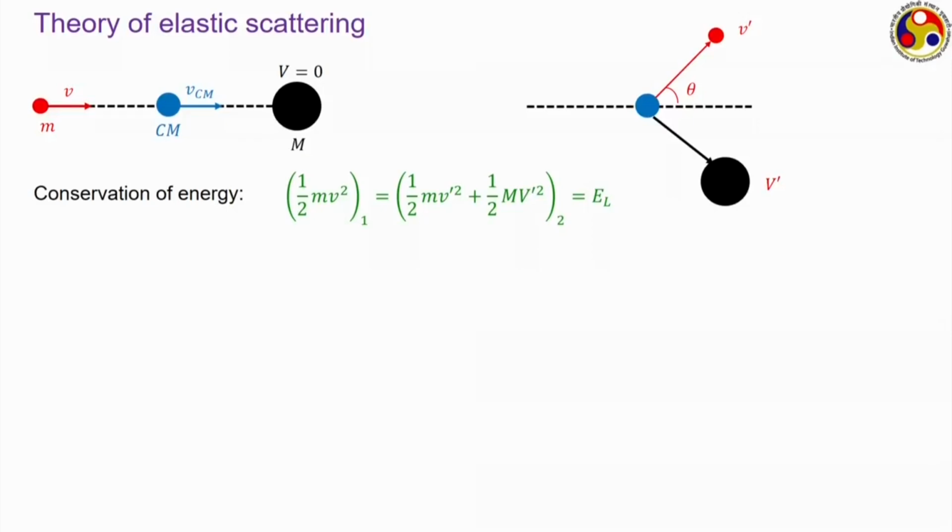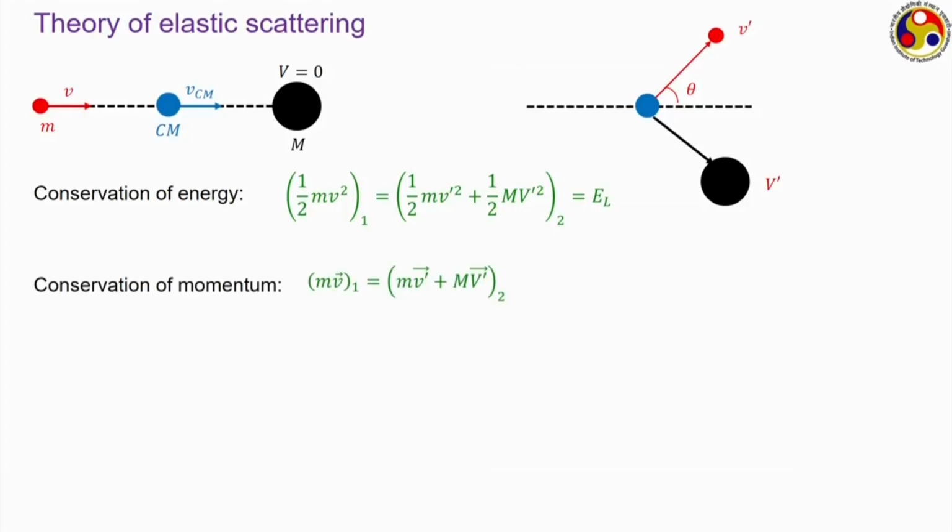Conservation of energy can accordingly be written as follows. Here 1 refers to the state before collision, 2 after collision. Before collision the nucleus is stationary, so only kinetic energy is associated with the neutron. So, half m v square represents the kinetic energy of the neutron. After collision both are moving, so this is the kinetic energy for the neutron, and this for the nucleus. Here small v prime and capital V prime represent the velocity magnitudes of neutron and nucleus respectively after the collision process, and let us say E L is the energy magnitude of this particular energy.